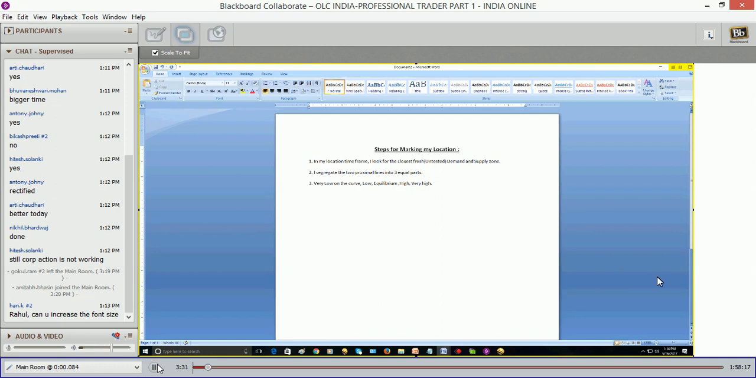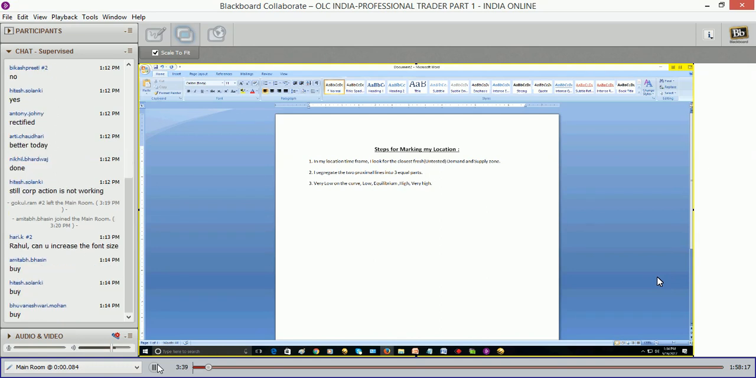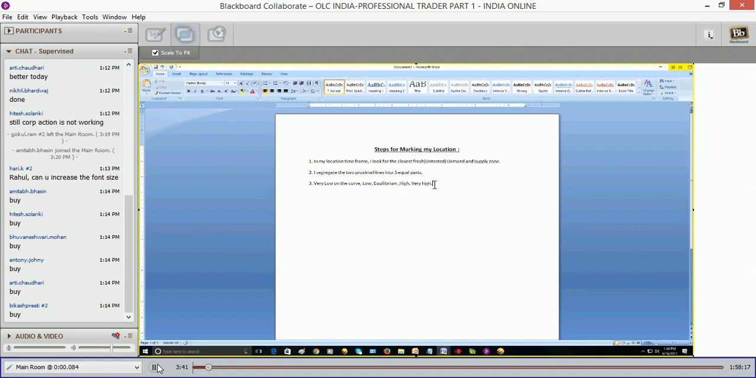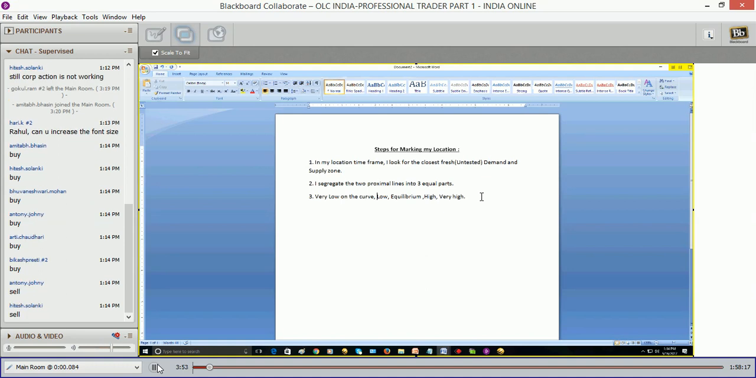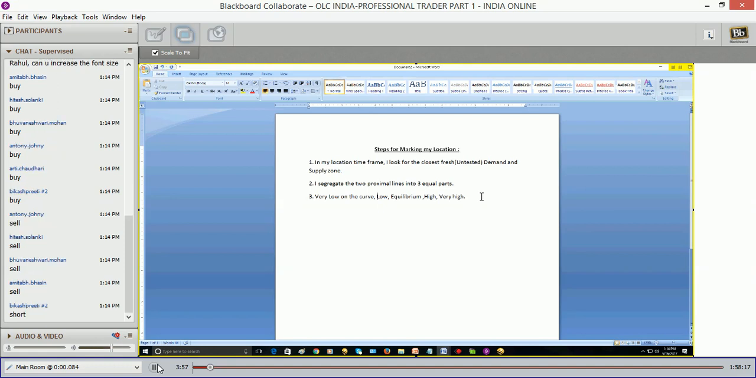Question to all of you, what we discussed yesterday. At the lower end of the curve, are we looking to buy or are we looking to sell? In the lower end of the curve, absolutely we are looking to buy. In the higher end of the curve, what are we looking to do? Are we looking to buy or are we looking to short? We are looking to short or short sell at the higher end of the curve.